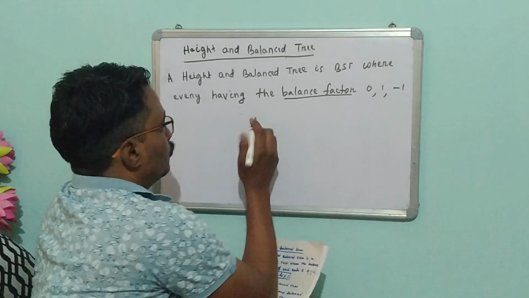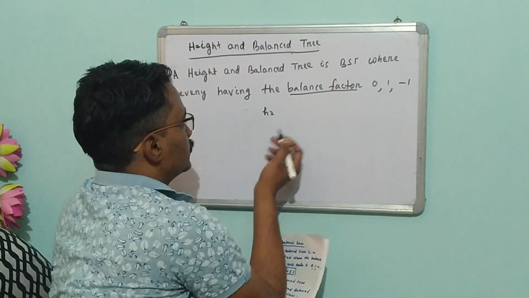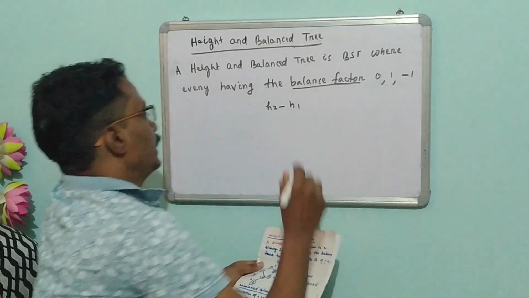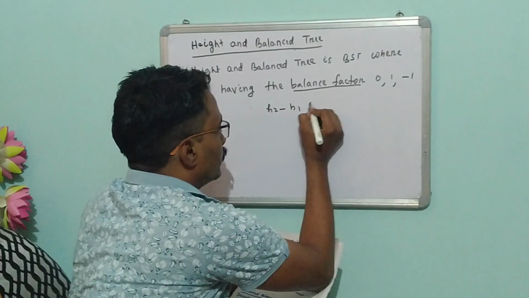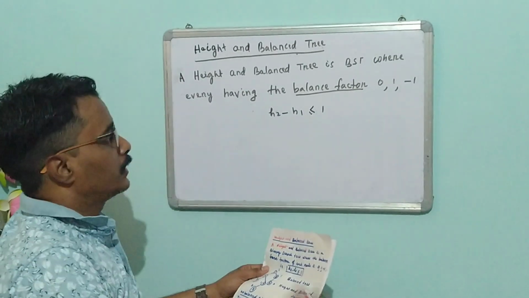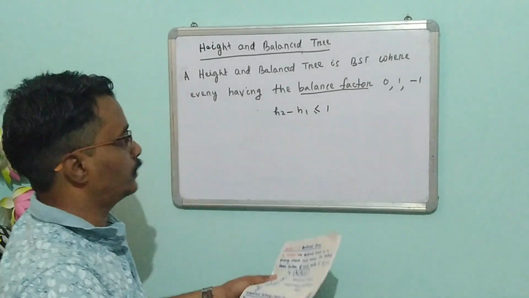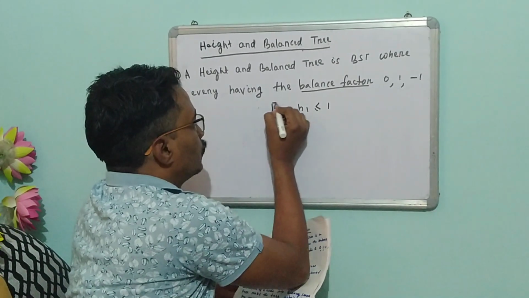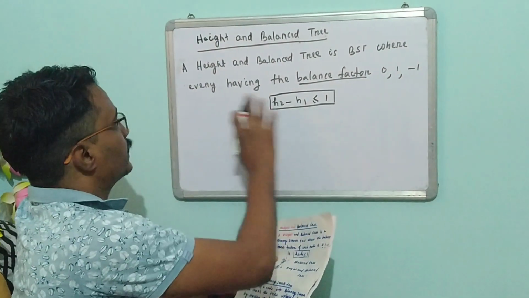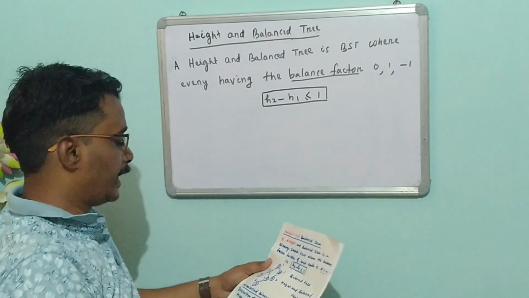So we may write this as an equation: h2, the height of the left subtree, minus h1, the height of the right subtree, is smaller than or equal to 1. It may be 1, or smaller than 1, that is 0, or if it is heavy on the other side, it is -1. So this is the balance factor of a height balanced tree. It will be clearer if I give an example.